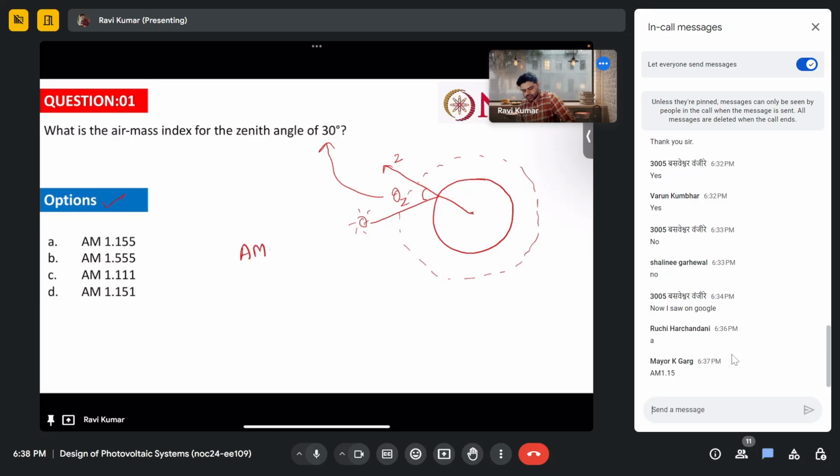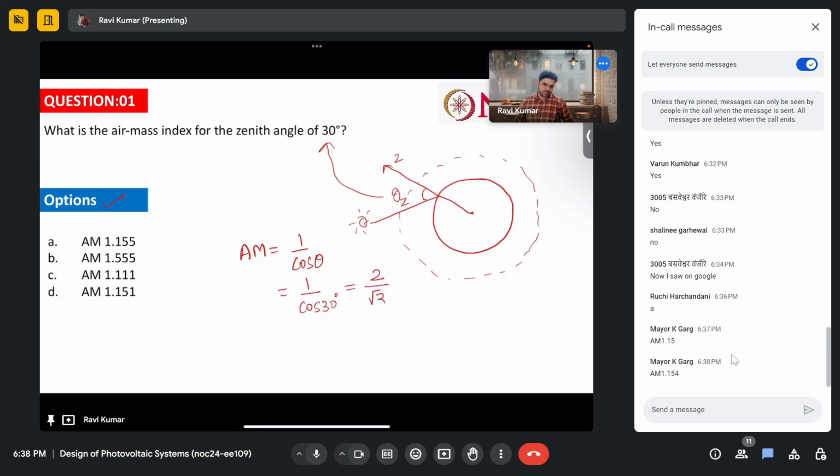Air mass is 1 by cos theta. 1 by cos 30, that is root 3 by 2, so 2 by root 3. Am I right? 4 divided by root 3 is 1.155. Yes, it is 1.15. Yes, A. A is the answer here. Everyone understood?